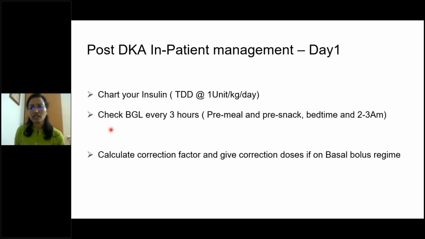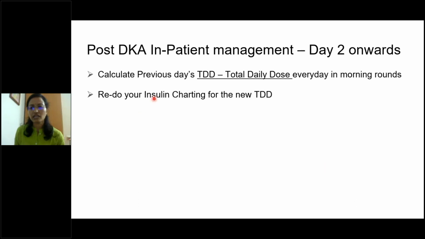So once on day 1, you have shifted and you charted your insulin with total daily dose, check blood glucose every 3 hours: pre-meal, pre-snack, bedtime, and 2 to 3 a.m. So breakfast, lunch, dinner, 3 times, 4, 5, 6, total 6 times you're going to check your blood glucose and give your boluses and calculate correction factor, give correction dose as needed. And on day 2, what are you going to do? When you come to the morning rounds, calculate the total daily dose that was given on the previous day and redo the insulin charting.